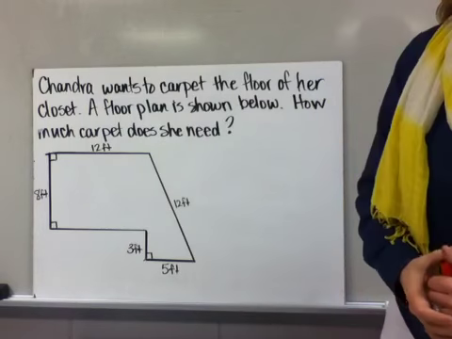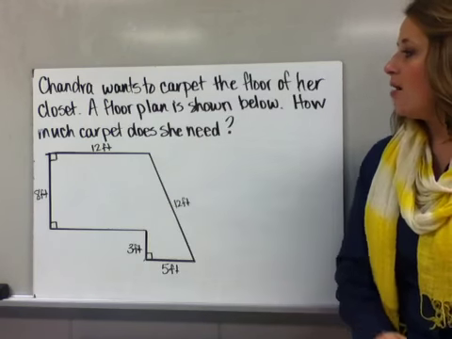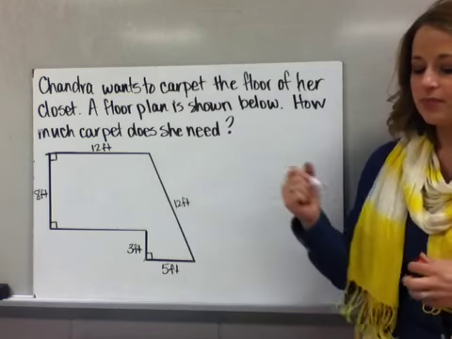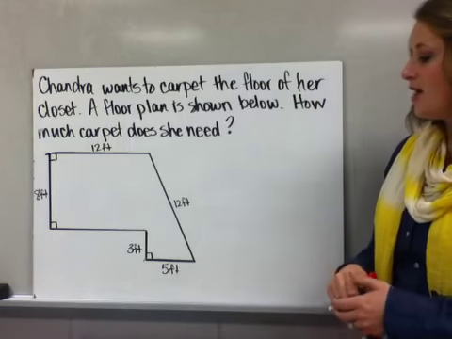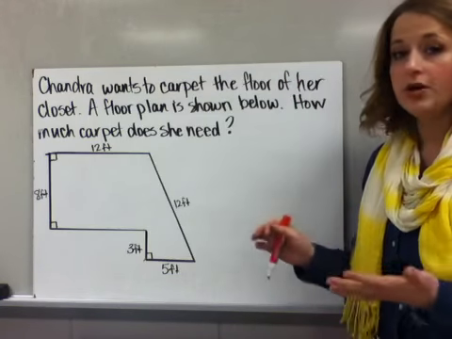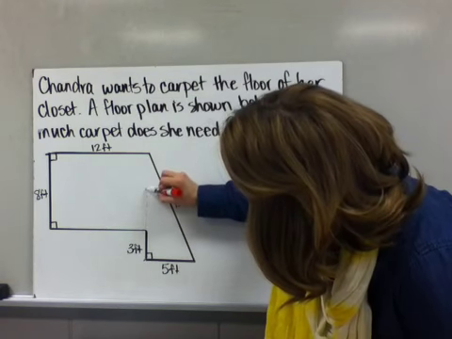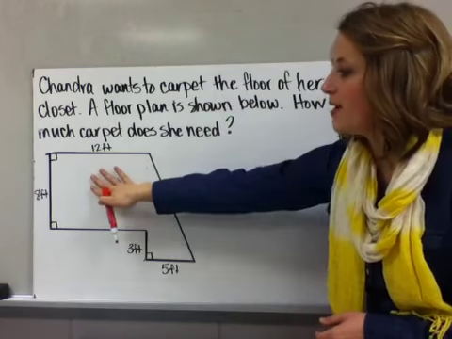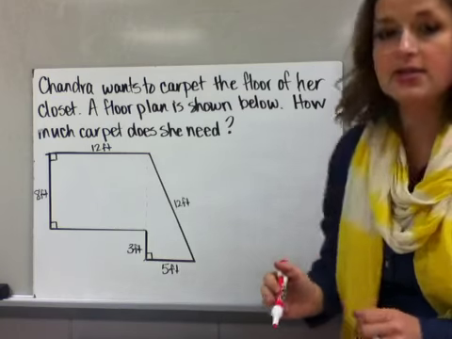Chandra wants to carpet the floor of her closet. A floor plan is shown below. How much carpet does she need? So let's follow the steps from the other board, the ones that you've written in your notes. First step is to divide the figure into familiar figures. If we take a dotted line right there, that splits the figure into an 8 by 12 rectangle and a triangle. So let's find the areas of each of those.